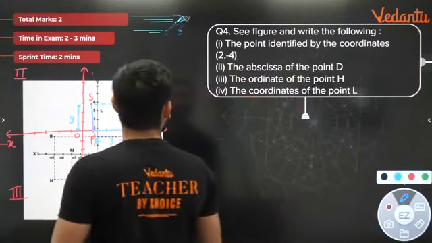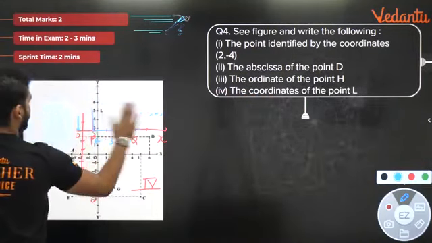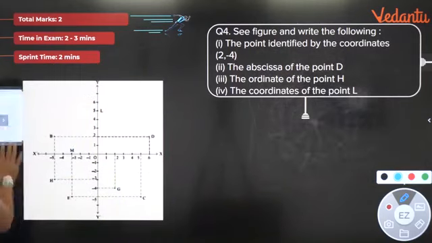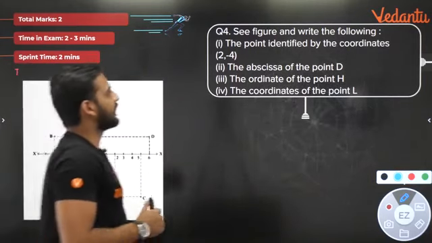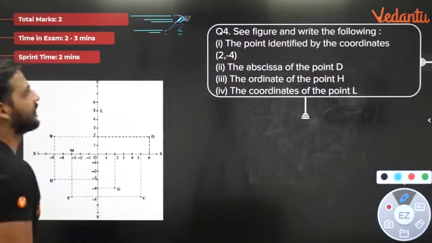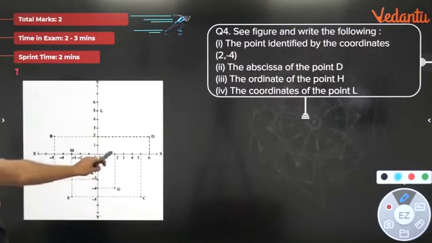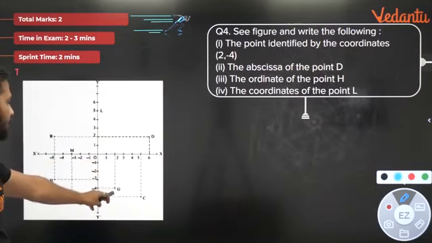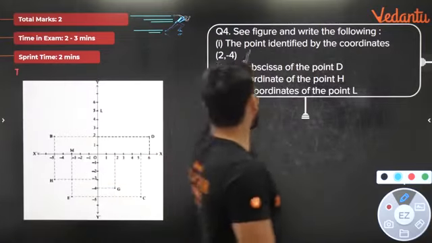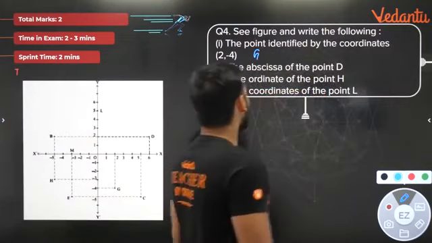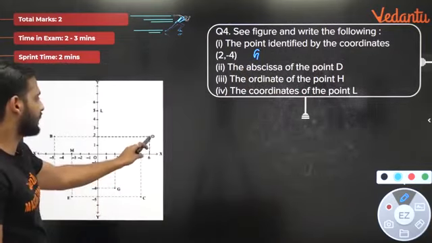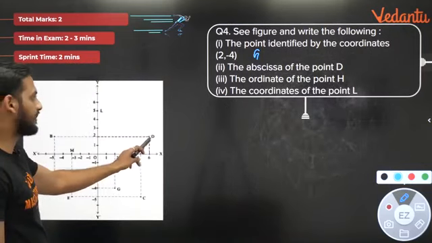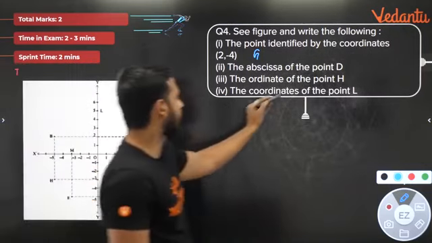Now see the figure and write the following. The figure is already given, so let us remove this part. The point identified by the coordinates 2, minus 4 is here. So the point is G. The abscissa of point D. Point D is here. Abscissa means x coordinate. X coordinate is 6.